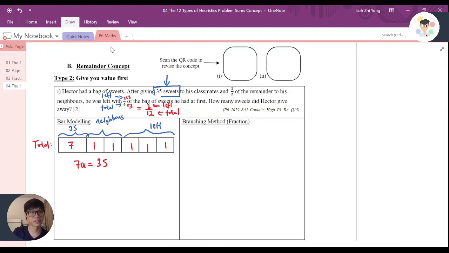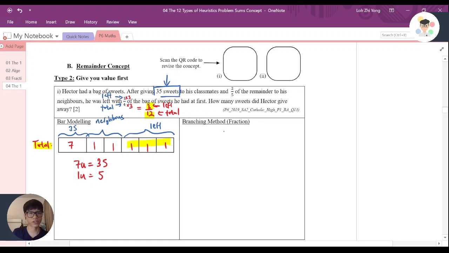Again, let me quickly draw this out just in case you're confused. 3 units left, that's why 3 units here. And since total is 12, it means that I need to have everything 12 total. That's why 12 minus 5, because 1, 2, 3, 4, 5, that's why I'm left with 7. So if 7 units is equal to 35, I know 1 unit is equal to 5.